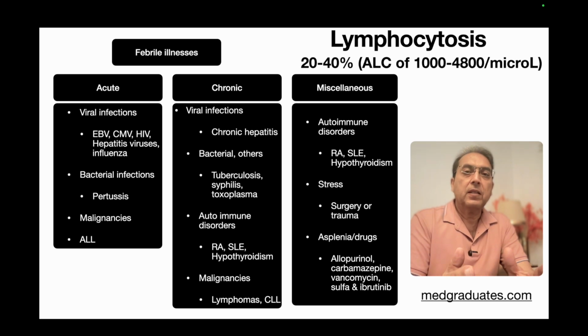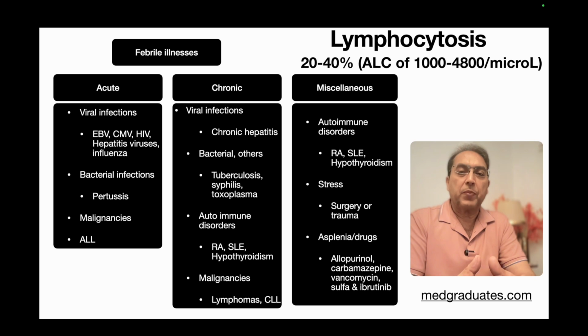So you see, these are the multiple reasons why you can have lymphocytosis. So if you get a blood picture showing lymphocytosis, see if there is a febrile illness, whether it is an acute febrile illness or a chronic febrile illness, or if there are certain other conditions which may be associated with lymphocytosis.